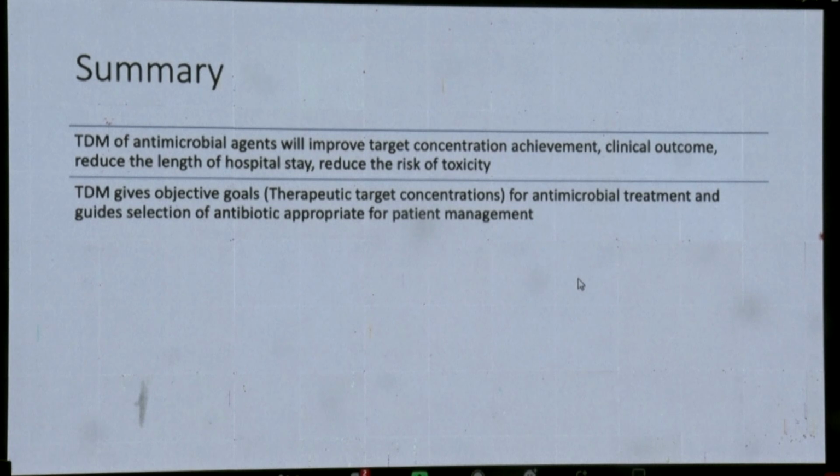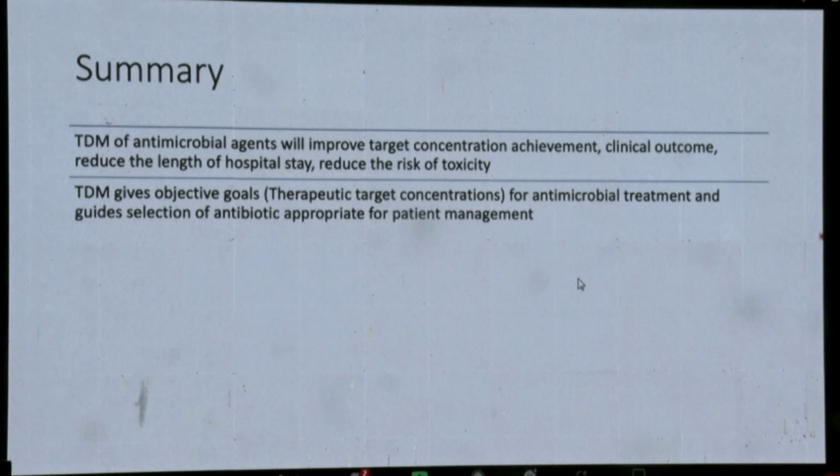And TDM gives objective goals. You have numbers. So if the concentrations are not attained, you are working on those. You have objective goals: increase the dose to that. So if the levels are low, even synergism will not work. You can't just add another antibiotic and imagine that will work. No. If the concentration of antibiotic is low, even synergism will not work.